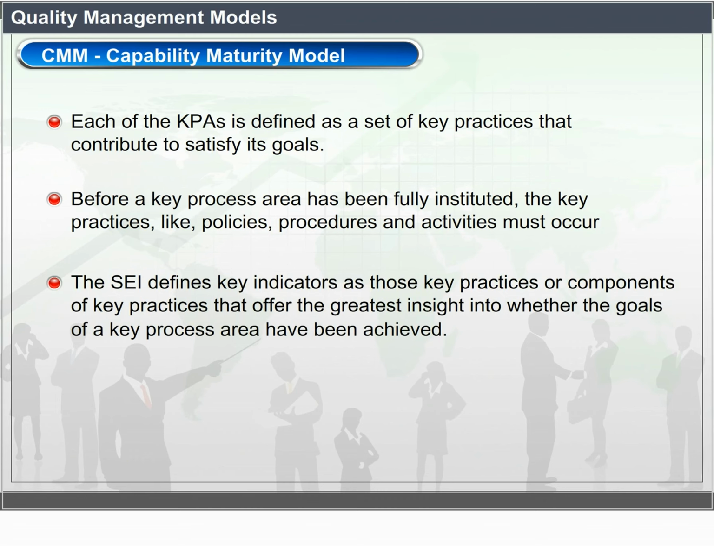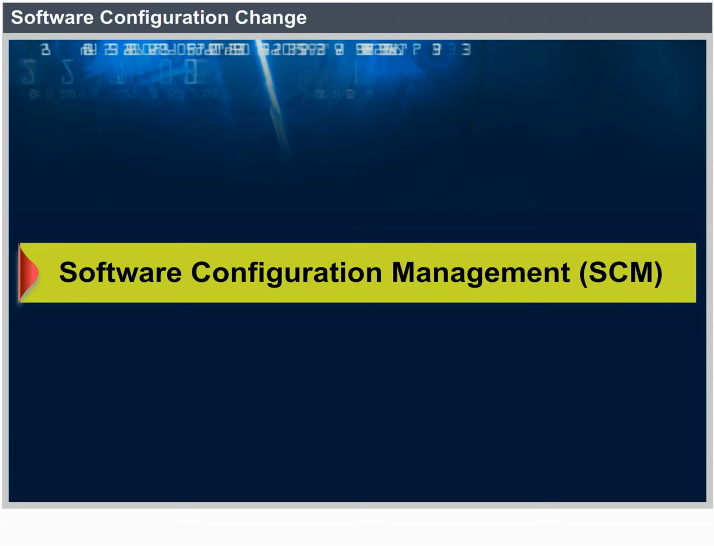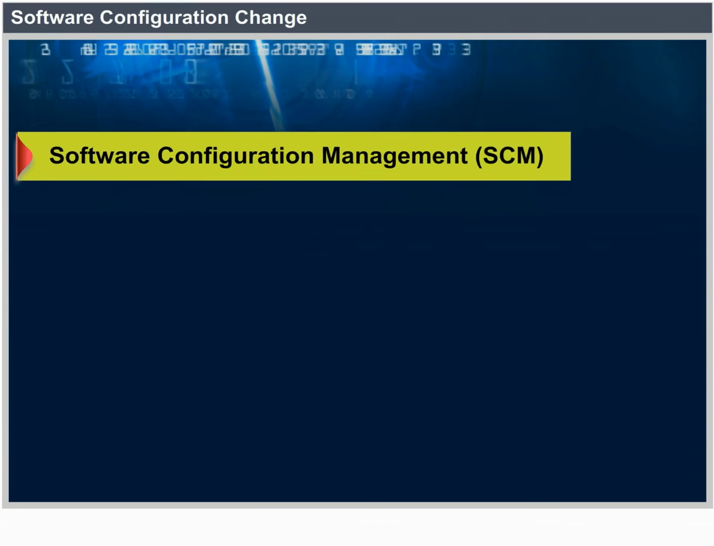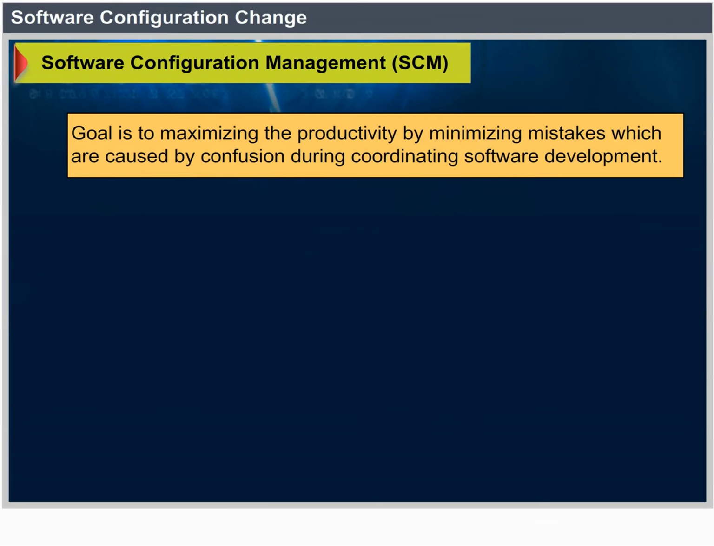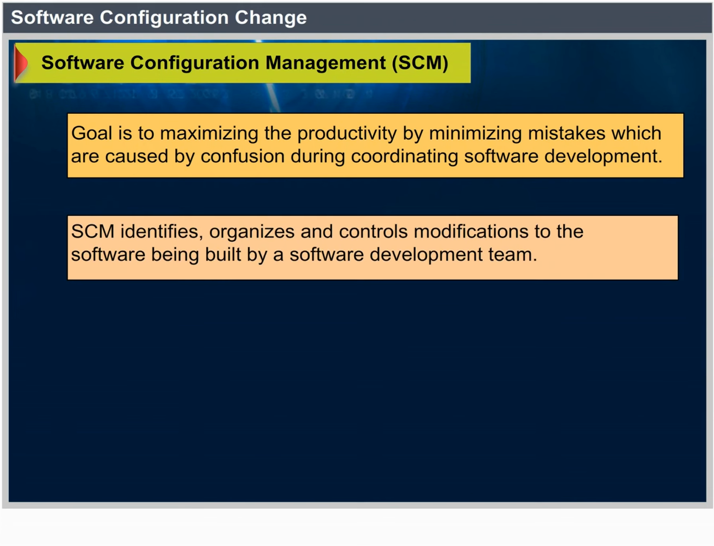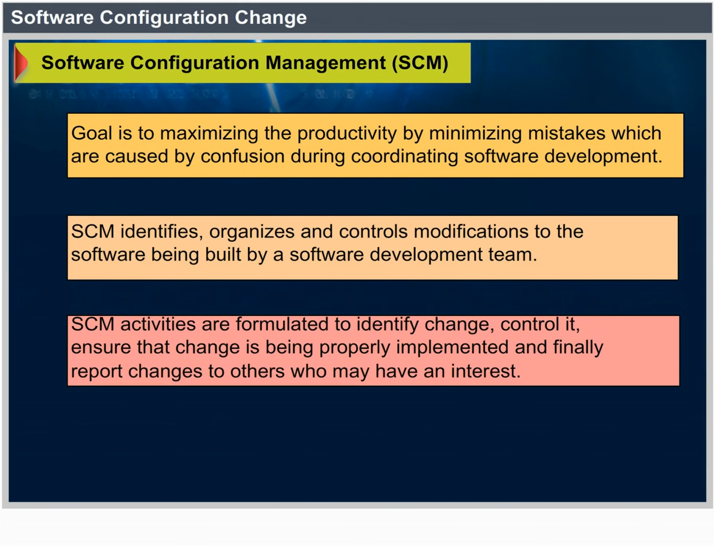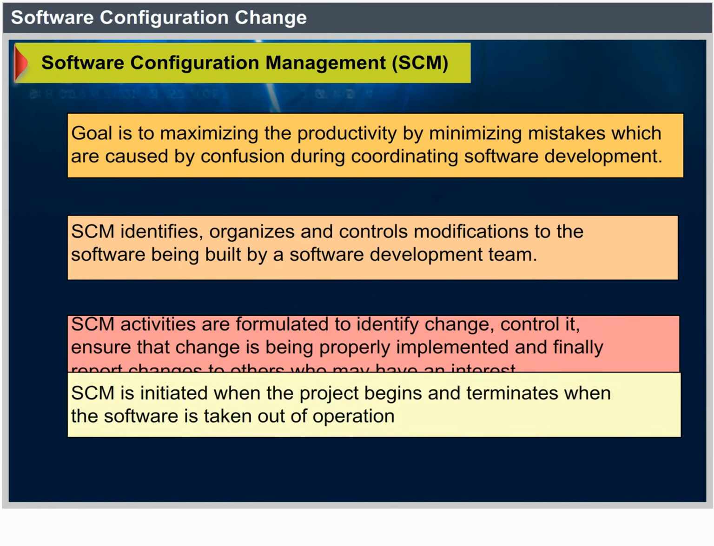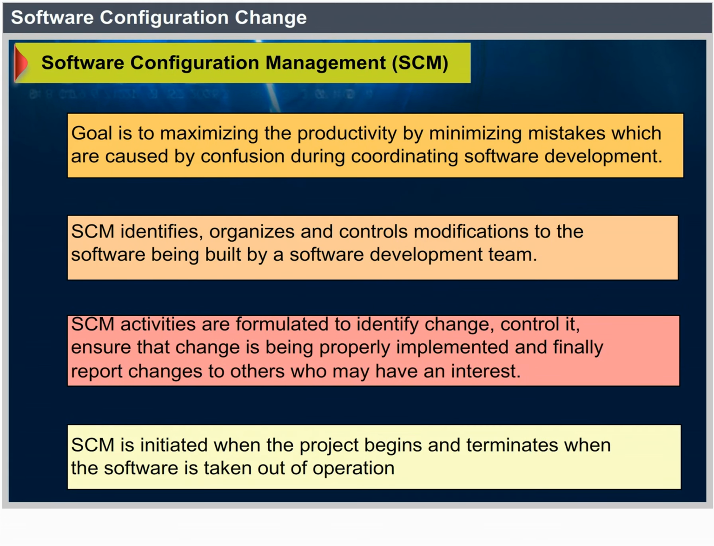Software configuration management, SCM. The goal is to maximize productivity by minimizing mistakes caused by confusion when coordinating software development. SCM identifies, organizes, and controls modifications to the software being built by a software development team. SCM activities are formulated to identify change, control change, ensure that change is being properly implemented, and report changes to others who may have an interest. SCM is initiated when the project begins and terminates when the software is taken out of operation.